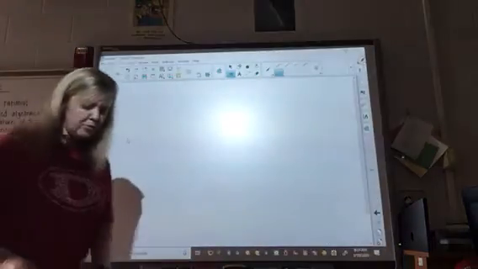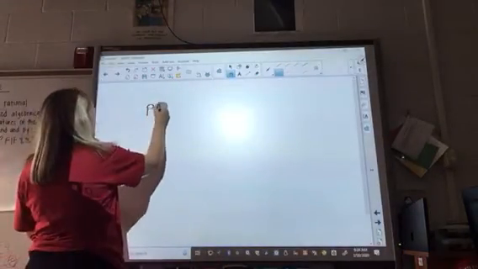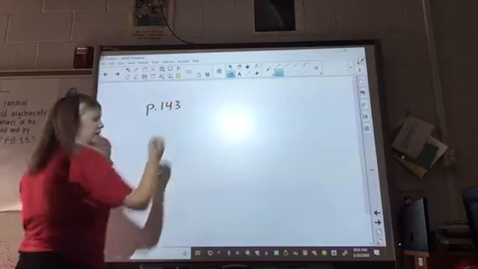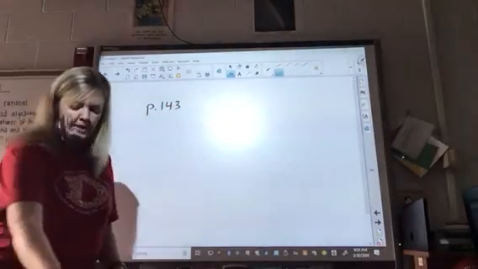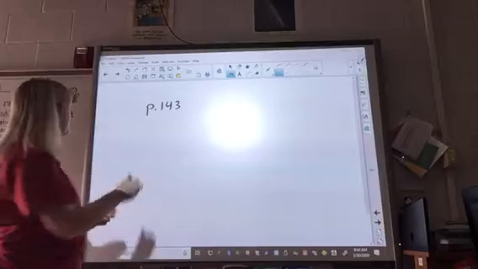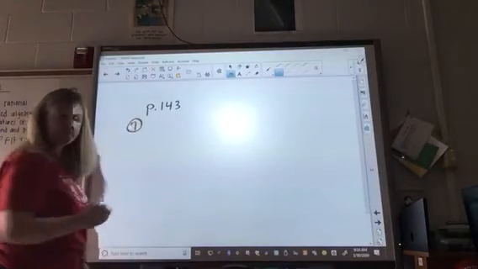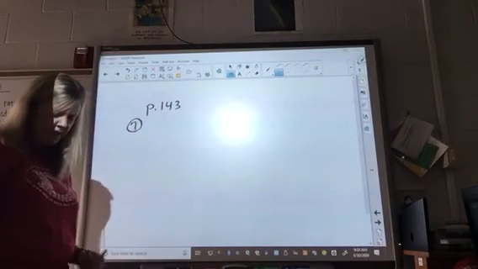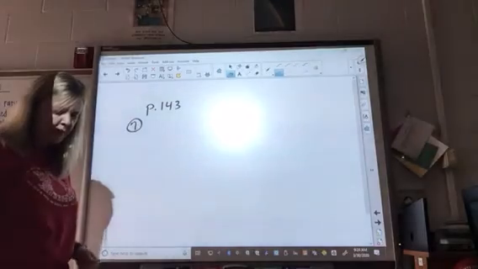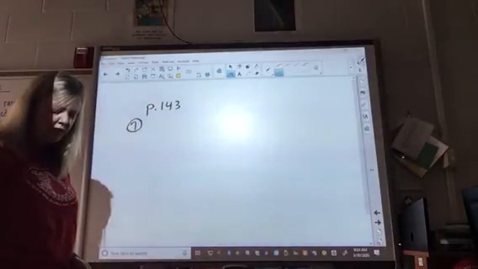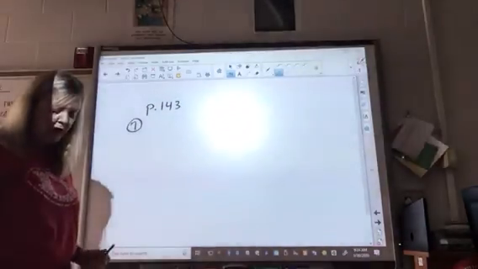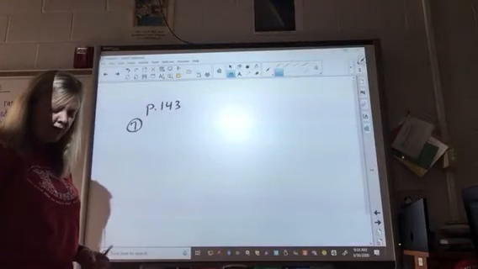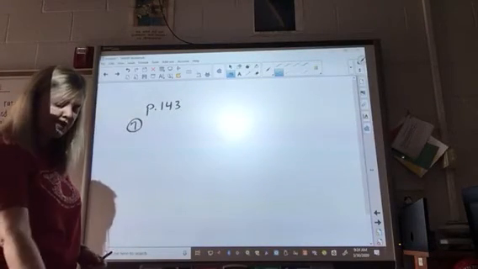All right, let's take our book. Let's start on page 143. Let's do problem 7 first. Problem 7 says, the average weekly unemployment benefits for a random selection of states are listed below. Calculate the range, variance, and standard deviation.